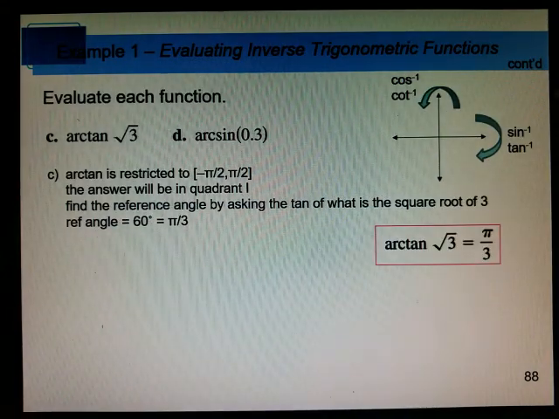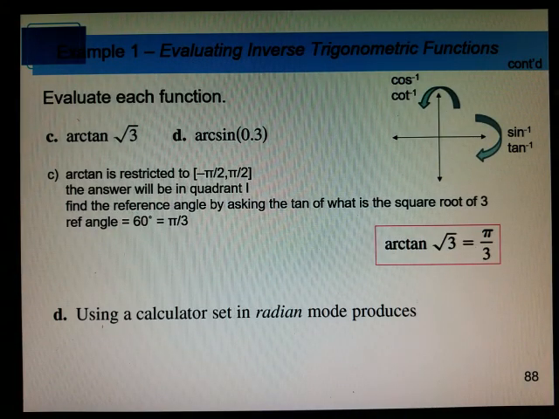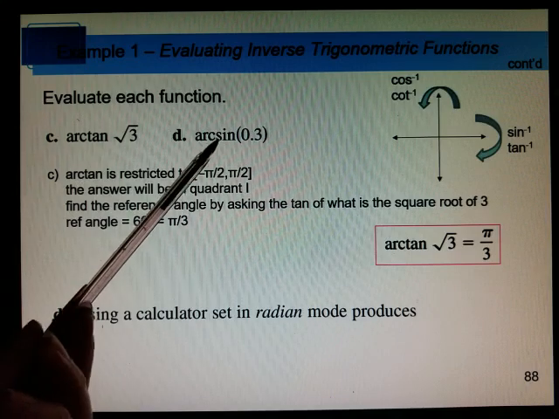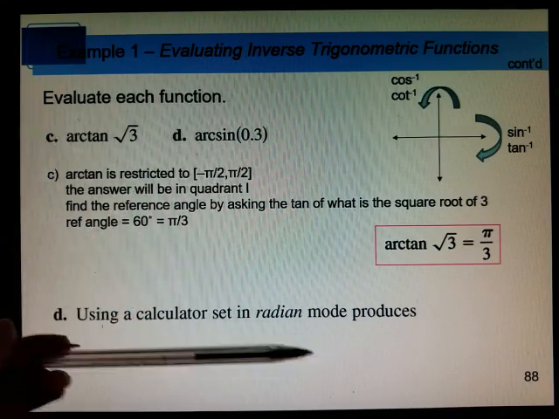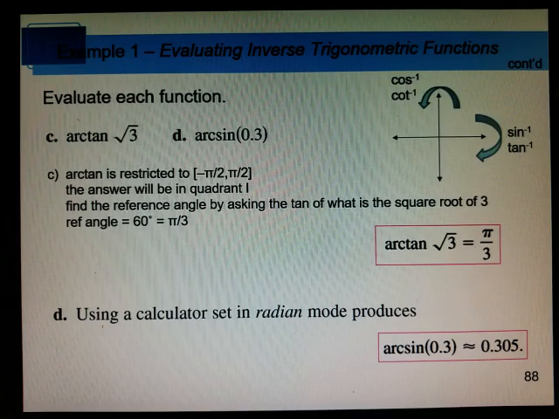Now this one would be unable to be done without a calculator, so you would make sure this mode is set in radian mode, and you would just type the second sine, inverse sine of 3/10 to get your decimal answer. So D will not be on my test, but A, B, and C will be.